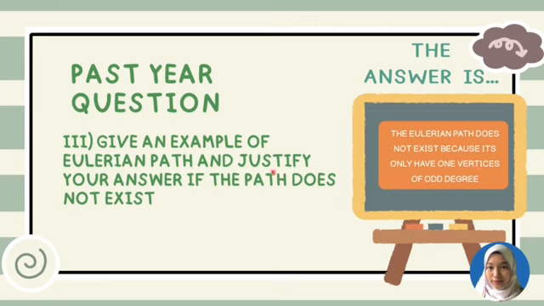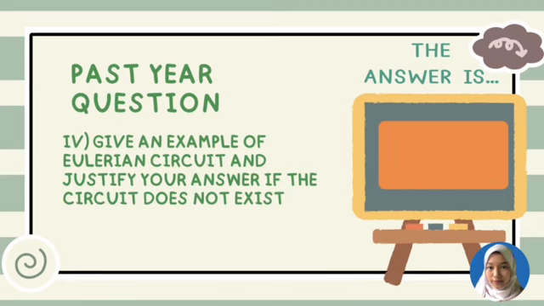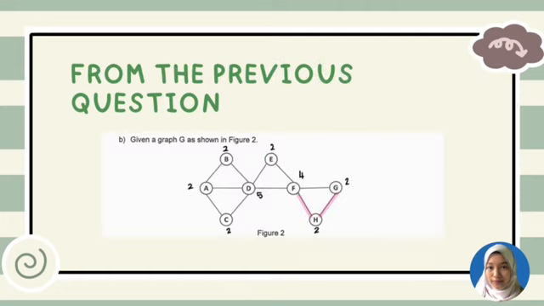Don't forget that. Next question is: give an example of an Eulerian circuit and justify your answer if the circuit does not exist. An Eulerian circuit may exist if it passes each edge exactly once and the degree of each vertex must be even. Remember that. From the previous question, we have already written the degree of each node.